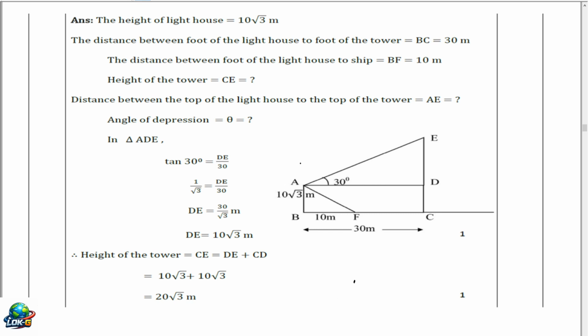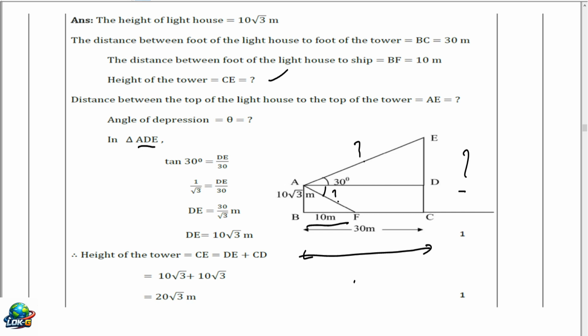Right. The length of the lighthouse is 10 root 3 meter. The distance between the foot of the lighthouse and the foot of the tower is BC. This BC is 30. Just now I told you. The distance between the foot of the lighthouse and the ship, this BF, is 10 meter. BC is 30 meter. And the height of the tower CE is asked. And the distance between the top of the lighthouse and the top of the tower, AE, is asked. And the angle of depression is asked. Observe the question marks.